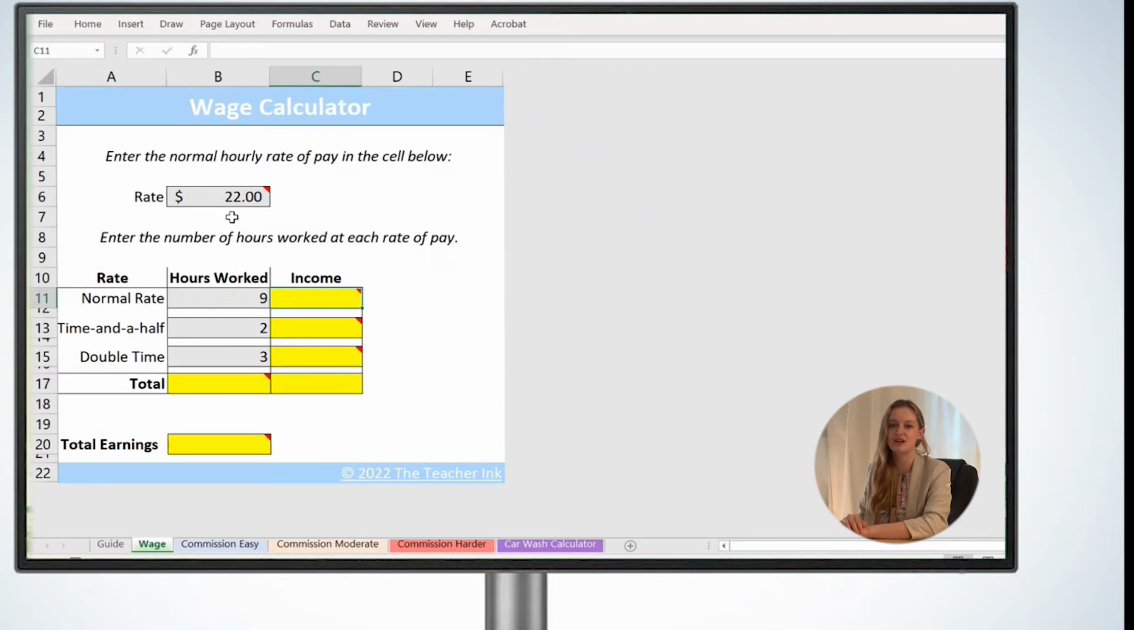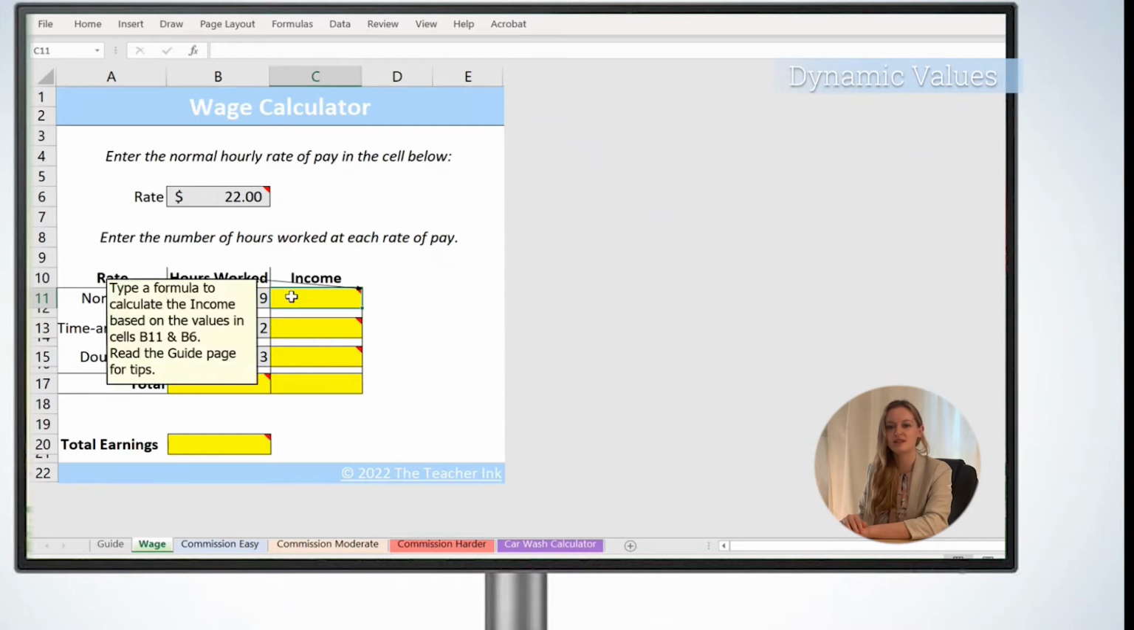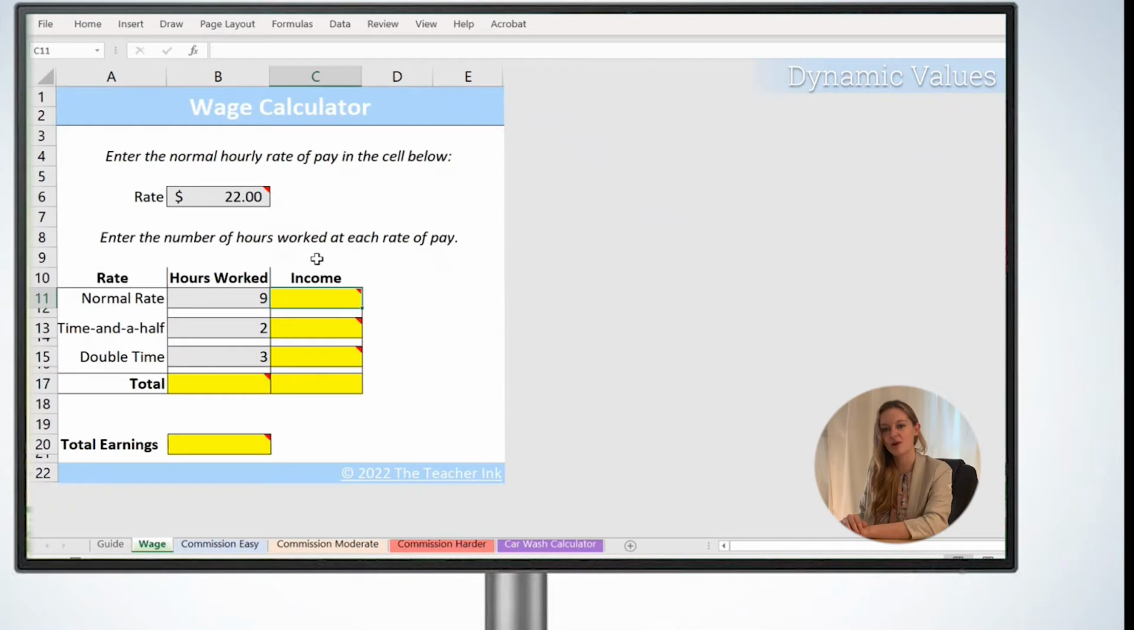However, spreadsheets are designed for dynamic values, meaning I must be able to change the numbers and the formula should recalculate it for me. So instead of multiplying 9 by 22, what I will do is multiply the cells that contain those values. That way, when my wage increases or decreases, or one week I might work more hours, the formula will adjust that automatically.